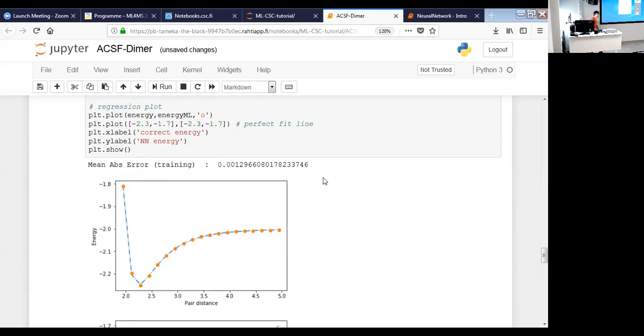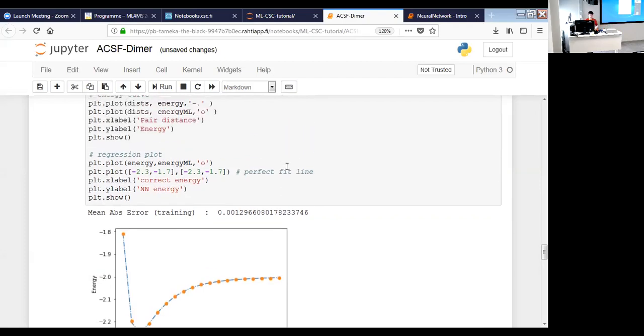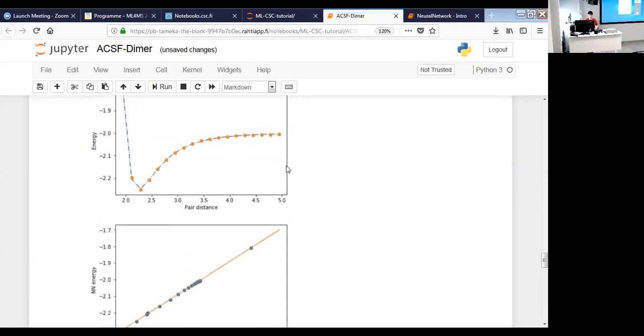When you try to fit atom-centered symmetry function potentials by yourself, you will notice that it's not going to work like this. It's going to take you months of trying and sweating and crying. It's not going to be as easy as the dimer. Dimer always works. Real work is real work. So yeah, it worked quite nicely.